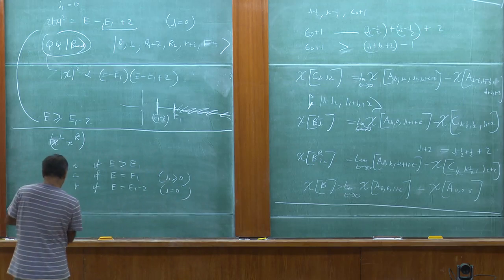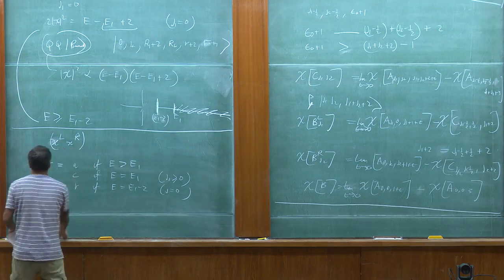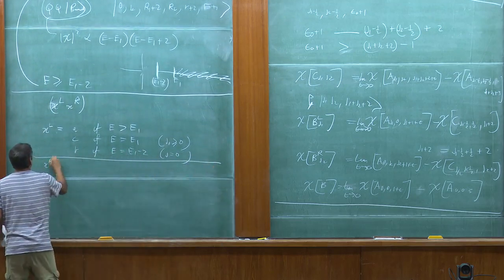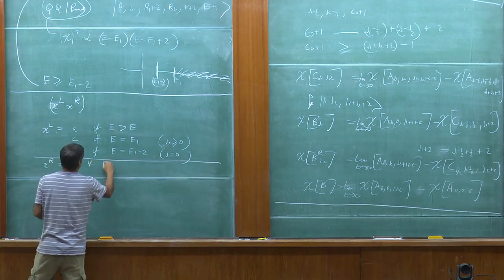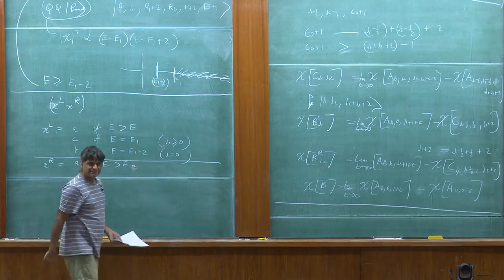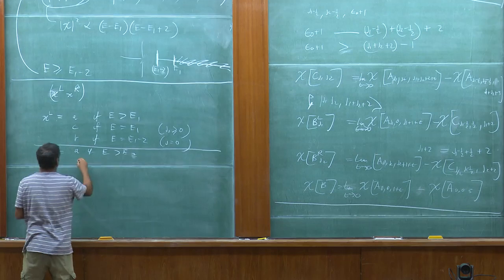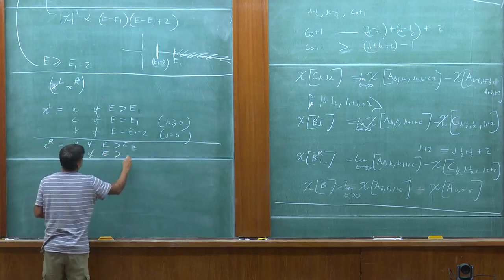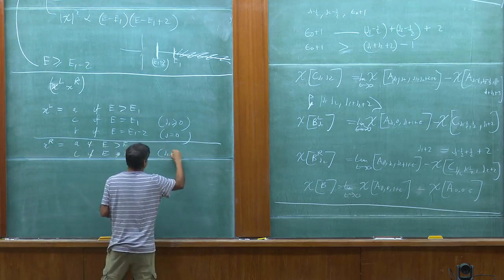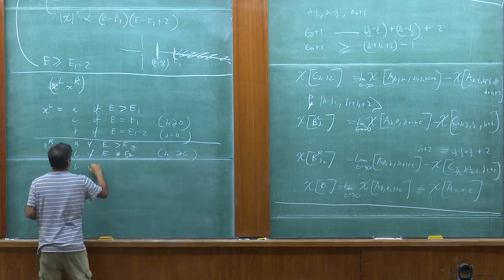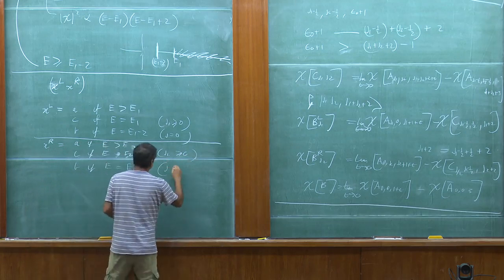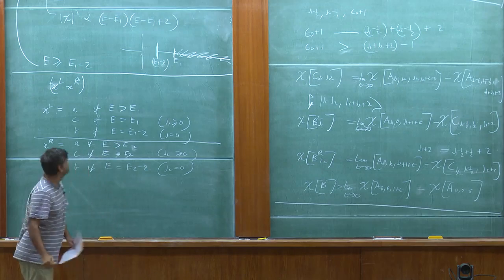Similarly, on the right we have XR equal to A if E is greater than E2, where E2 is the J1 goes to J2 flipped version of E1. It is equal to C if E is equal to E2, for any J2 greater than or equal to 0, and B if E is equal to E2 minus 2, J2 equal to 0.